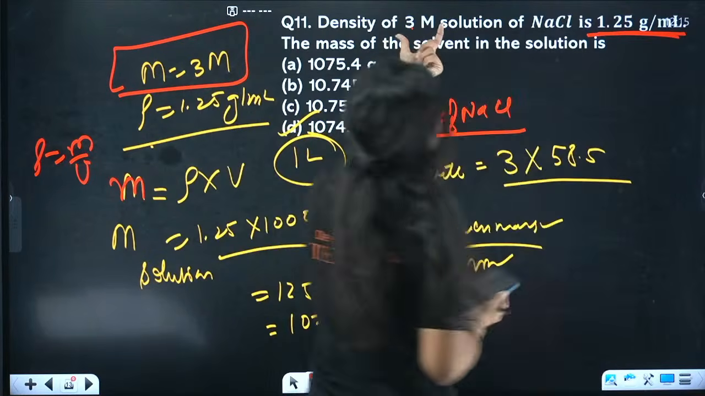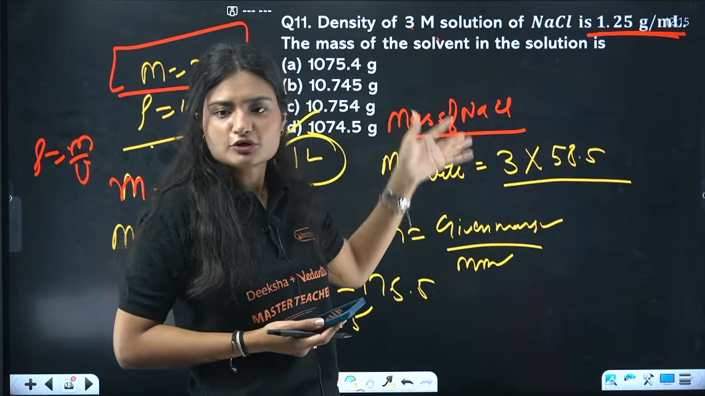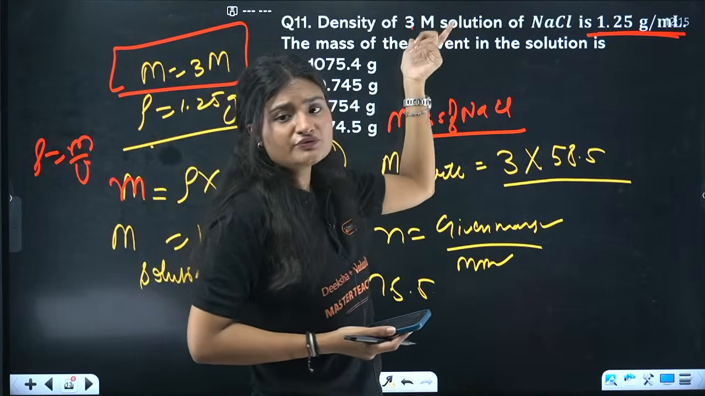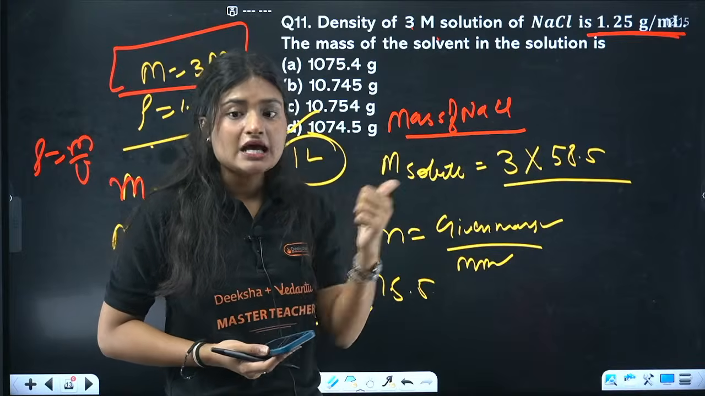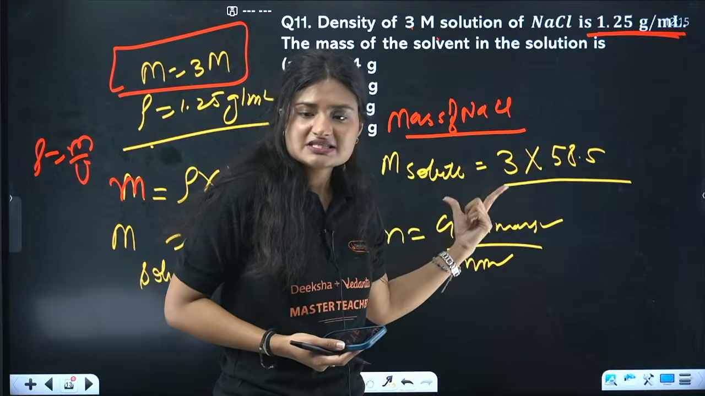Okay, now we are given the molarity of the NaCl solution. Molarity means the number of moles of NaCl present in 1 liter of solution, right? So these are the number of moles of NaCl. If we have the number of moles, can we calculate the mass of NaCl? Yes. Mass is equal to what? Number of moles times the molecular mass of NaCl. Now this is the mass of NaCl.